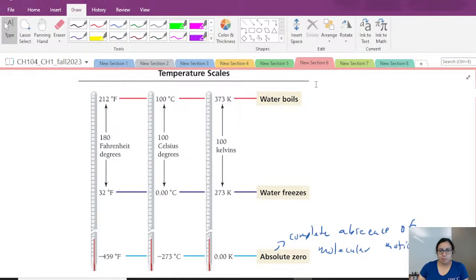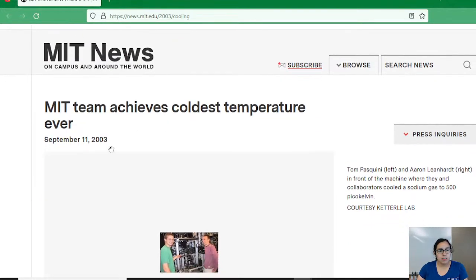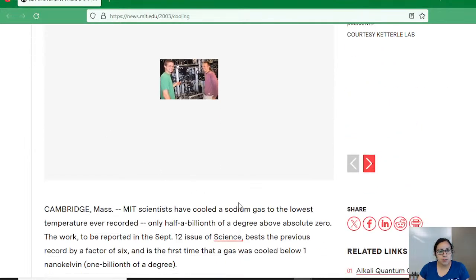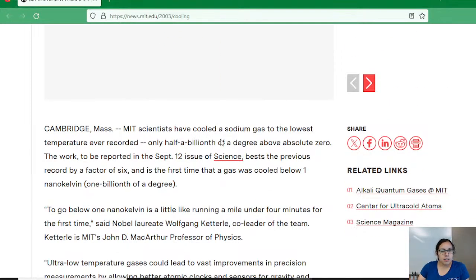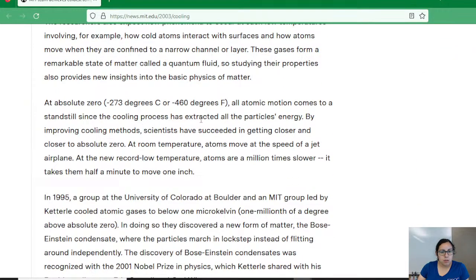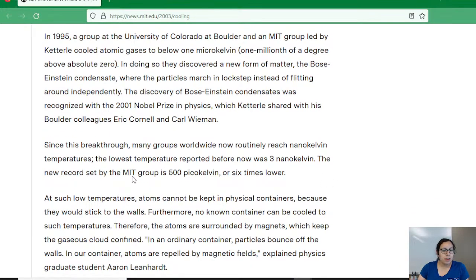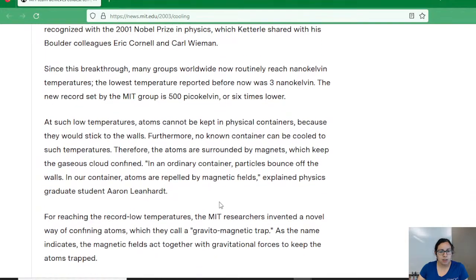And so I'll put here, at least, this is kind of old now. I would have to look at what the latest is. So this is now 2003. But at MIT, they were working on this, and they've gotten really, really close. Apparently now they're at 500 picokelvin, so almost to zero. I mean, that's honestly insane.